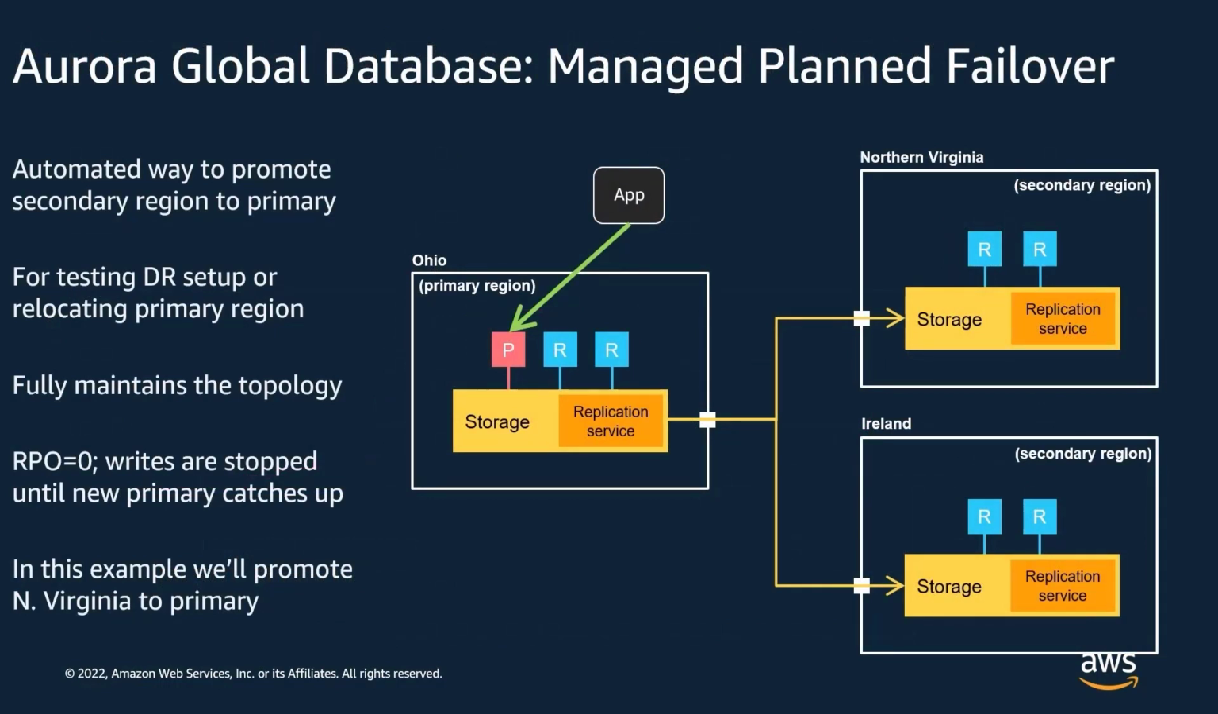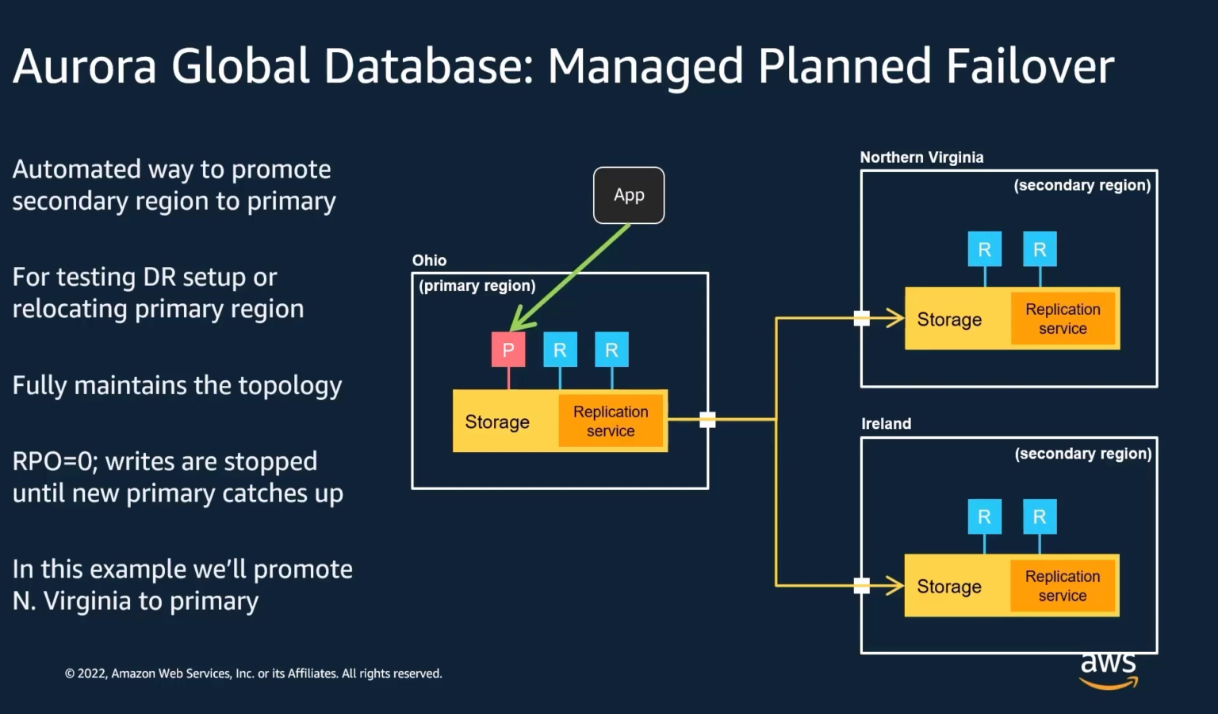Another important Aurora feature is the managed planned failover for Aurora Global Databases. This feature lets you automatically failover a global database cluster from one region to another and promote the new region as a primary. You can use this feature for testing your DR setup or relocating your primary region while maintaining full topology.